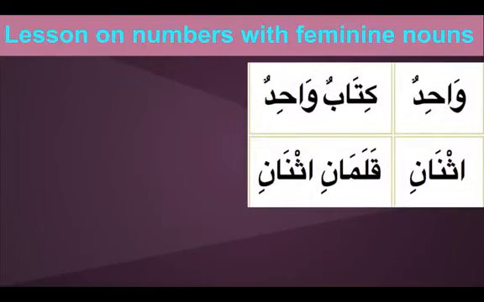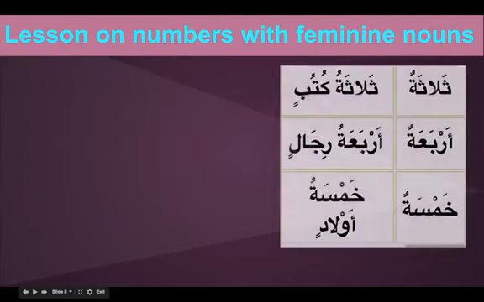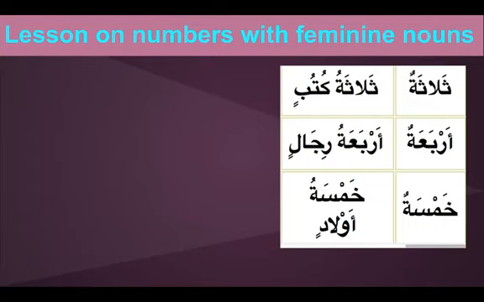In the previous class we did wahidun. If you want to use a masculine noun, we say kitabun wahidun, qalamani ithnani. If it is a feminine noun, it is na'at man'ud, so haqibatun wahidatun, one bag. Kurrasatani ithnatani means two notebooks. So we say thalathu kutubin, arba'atu rijalin, khamsatu awladin.